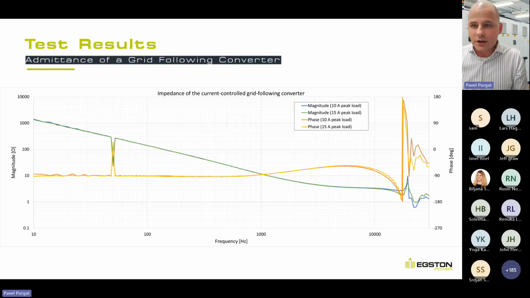Here we are already looking at the results of the measured admittance of our grid following converter, or essentially our amplifiers running in the current mode. What is interesting to notice, of course, there is a peak at 50 Hertz. This was our operating point. You can see we did it for different currents as well, so there is some difference. But also it's important to observe that we are able to measure both the magnitude and the phase at a very high frequency. So we have sufficient power also for the higher frequencies in our perturbation to voltage.